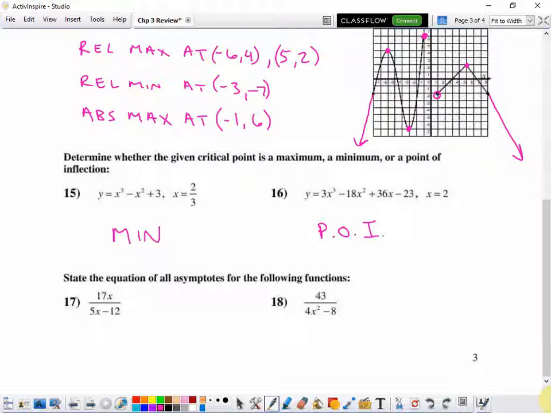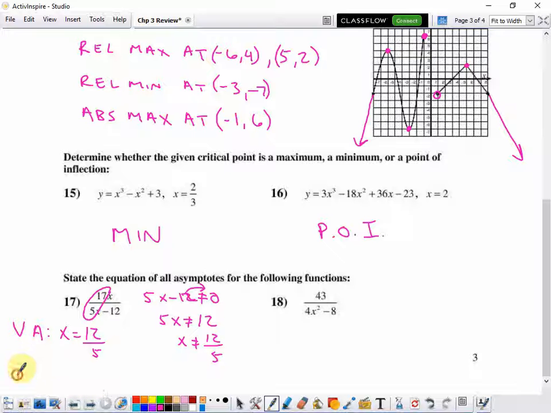And then state the equation of all asymptotes. So for a vertical asymptote, the denominator 5x minus 12 cannot equal 0. So move that 12 over. 5x cannot equal 12. So x cannot equal 12 fifths. So there is a vertical asymptote at x equals 12 fifths. The degrees match. So for my horizontal asymptote, I can divide 17 by 5. So the horizontal asymptote is at y equals 17 fifths.